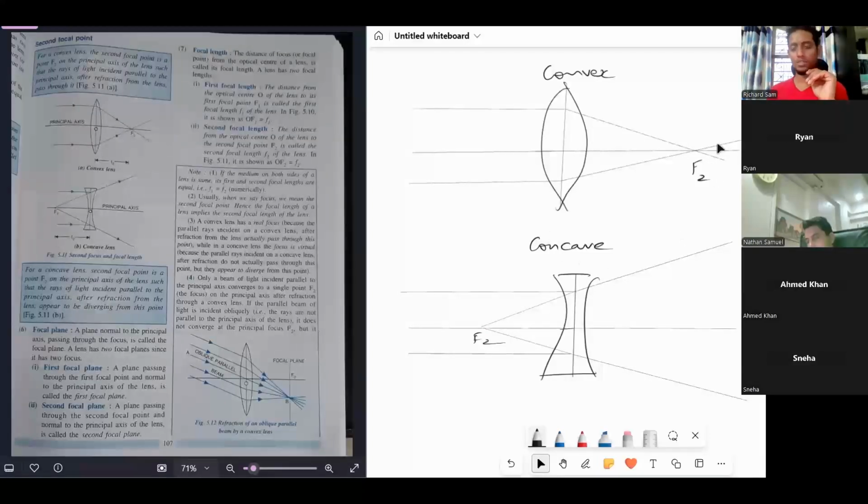Okay, draw these two diagrams for a convex and a concave lens. What is F2? And also write the meaning of the F2 definition in your own simplified language. Start with incident rays are parallel to each other. That is the main point.